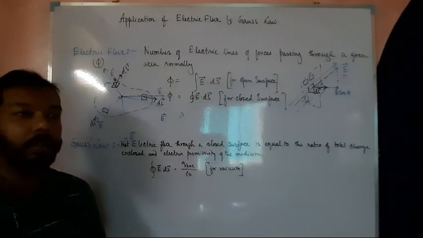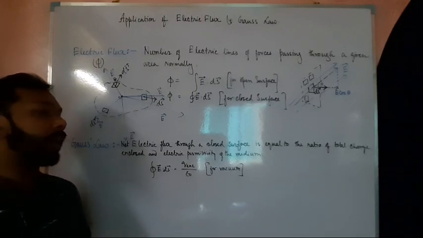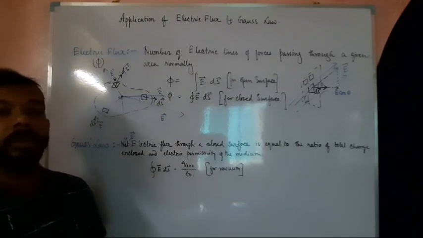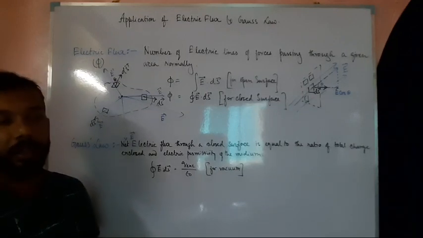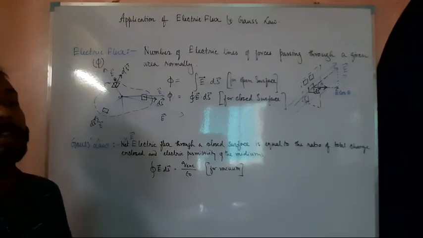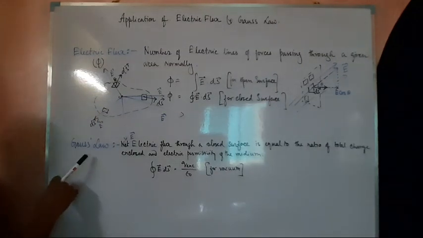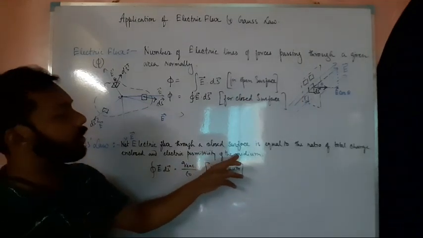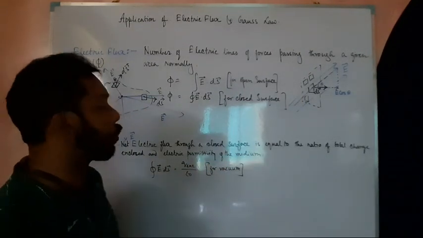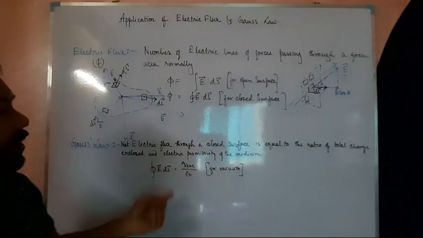Gauss's law is a tool which helps us to find the electric field. It actually lets us bypass the complicated integration part that we have to do in order to find the electric field in the case of Coulomb's law. So Gauss's law: the net electric flux through a closed surface is equal to the ratio of the total charge enclosed and the electric permittivity of the medium. For vacuum, the electric permittivity is epsilon naught.